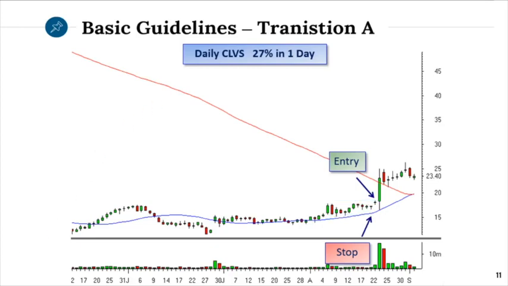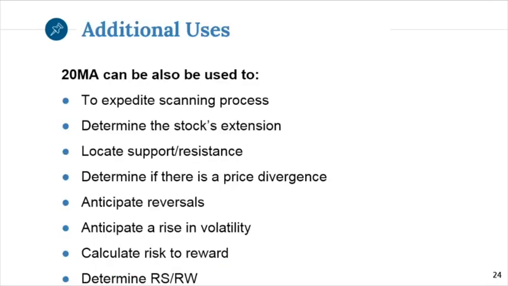So, okay, going back to that slide, anticipate a rise in volatility, calculate the risk to reward. When the moving average is your target, then you can actually calculate the reward to risk. For example, every single climactic that I do, the 20 period moving average is my target. So if I get in here, my stop is here, and the moving average is my target, right here, then I know the stock has about 2 to 1 reward to risk. So you can actually use it to calculate reward to risk.